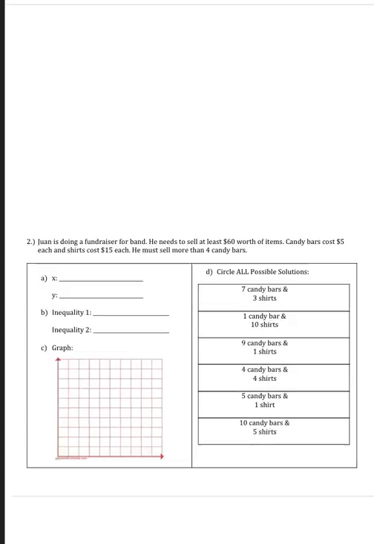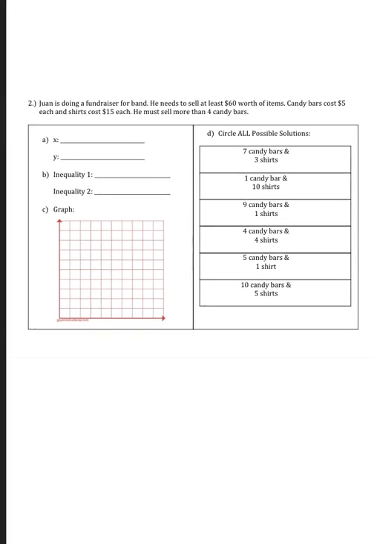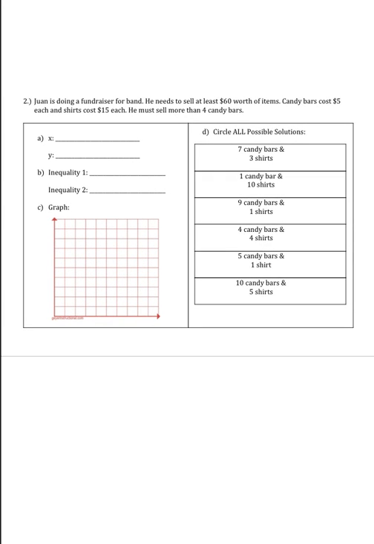All right, let's take a look at the third one. It says Juan is doing a fundraiser for a band. He needs to sell at least $60 worth of items. Candy bars cost $5 each, and t-shirts cost $15 each. He must sell more than 4 candy bars. All right, so again, the first thing we're going to do is go ahead and define our variables. So I'm going to go ahead and define my candy bars as my X.